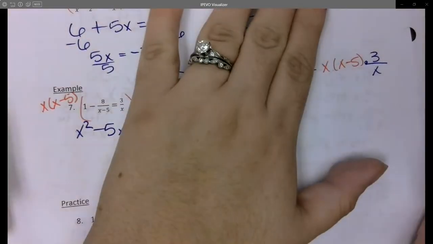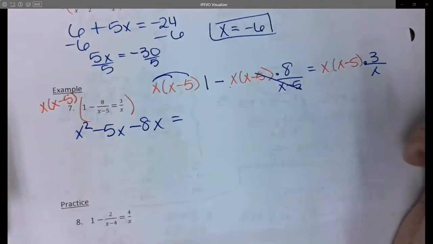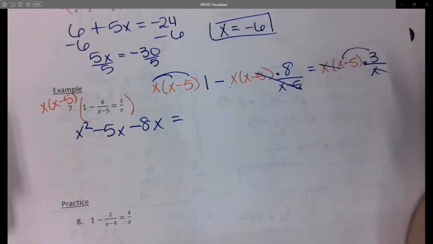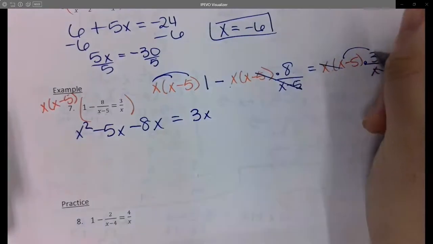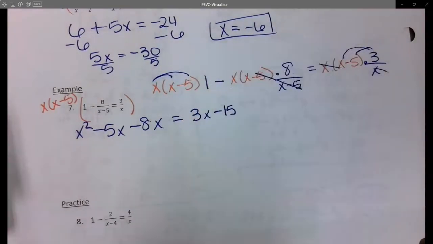On the end of my equation, what cancels out? The x. So now I'm left with x minus 5 times 3. So I want to distribute. 3 times x is 3x, 3 times negative 5, negative 15.